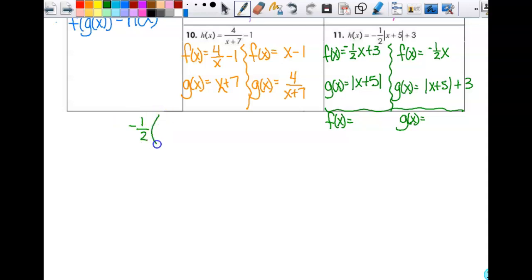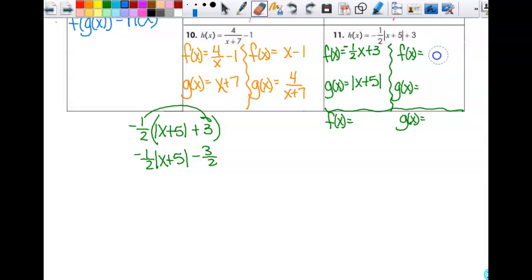I get negative 1/2 times the absolute value of x plus 5 plus 3, right? So when I distribute, I get negative 1/2 times the absolute value of x plus 5 minus 3/2, because I'd have to distribute that. Does that make sense? It's okay. I've got it every period, so that's why I said, kind of check yourself. All right, so we're going to take that one off. All right. Anybody give me anything else that they think works?